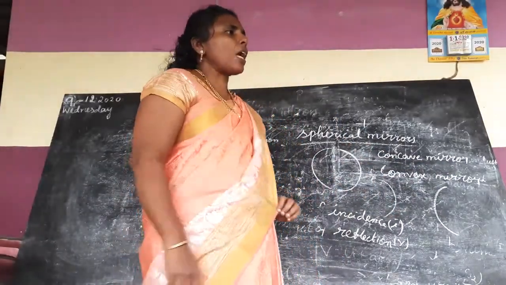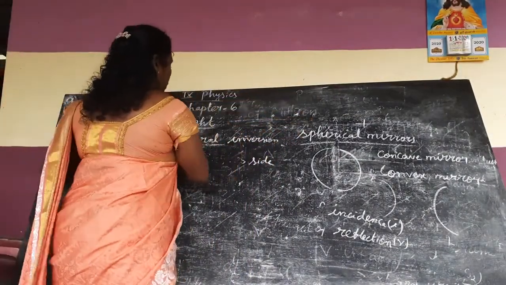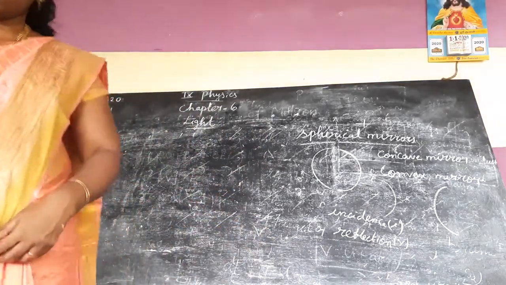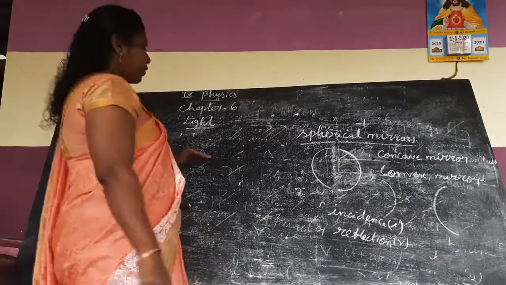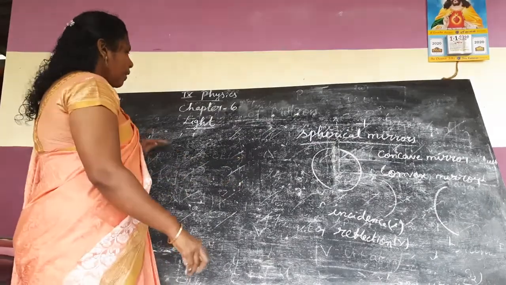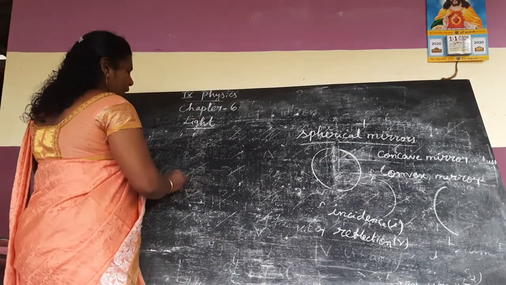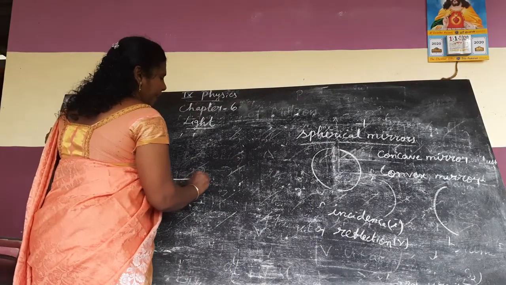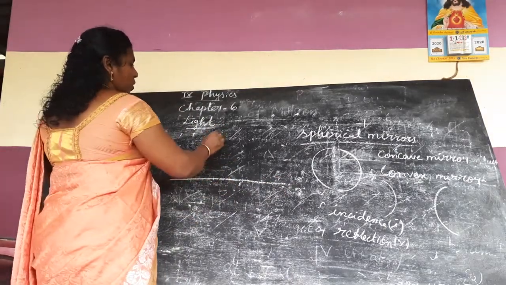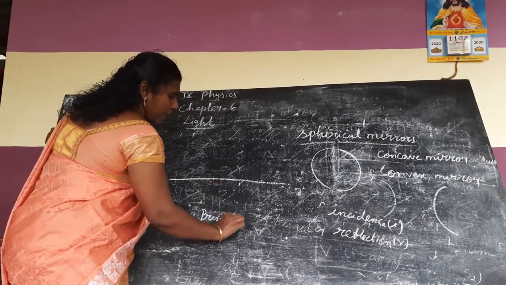Now we can learn how to draw the ray diagram. Now all of you take your note or rough note, pencil, scale, everything. While I am drawing, you also draw. Now listen, first you have to draw a straight line. This line is called principal axis. See the spelling? Principal axis.